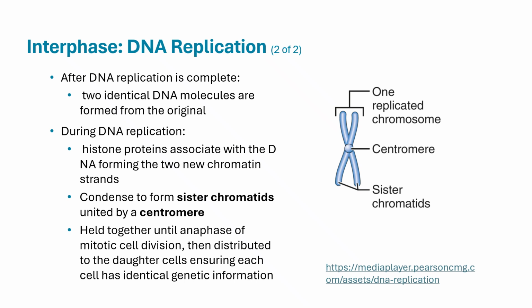During DNA replication, histone proteins, which are made in the cytoplasm and imported into the nucleus, associate with the DNA, forming the two new chromatin strands. These condense to form sister chromatids. So these are sister chromatids here, and they're united by a centromere. Now these are going to stay held together up until the anaphase part of mitotic cell division. Then they're going to get distributed to the daughter cells, and that's going to make sure that the daughter cells have identical genetic information.